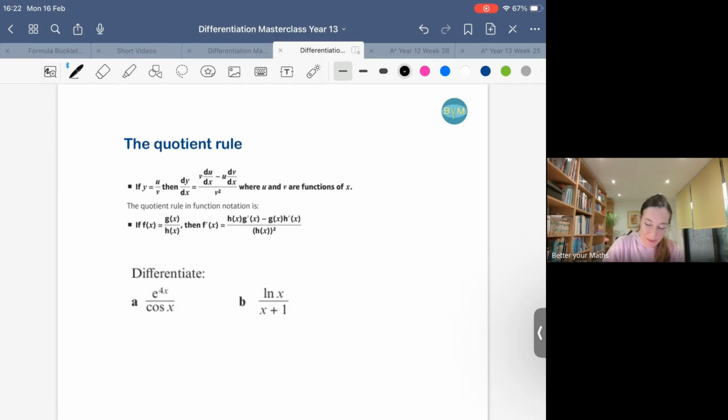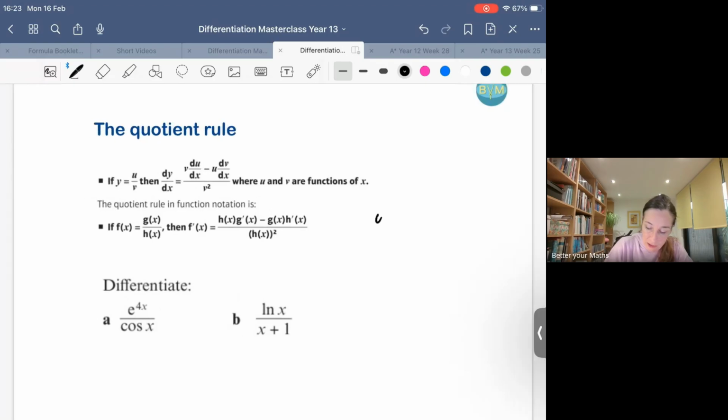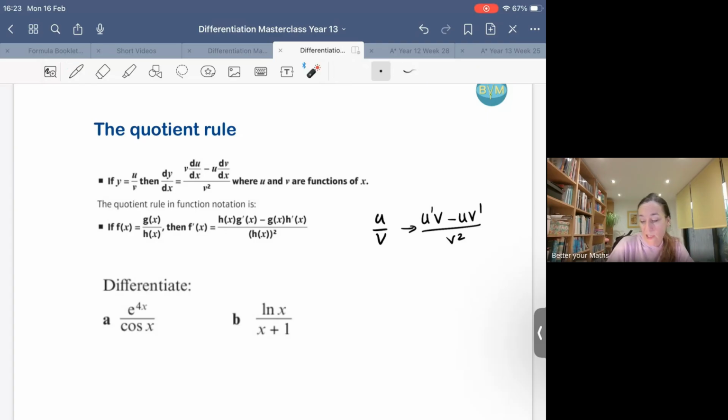Quotient rule, we use it when we have a fraction. So we will have a function in the numerator, a function in the denominator, and it is in the formula booklet. So when you have a function u over v, the derivative is this. And it's in the formula booklet because it has a minus, this one is squared, so it's a bit more difficult to remember probably, yeah?